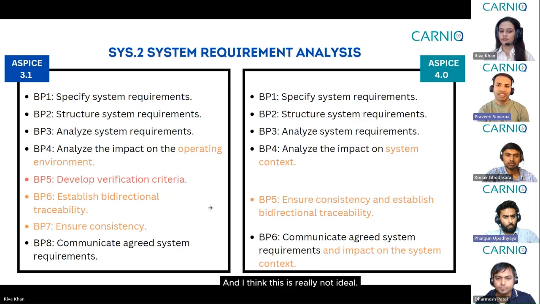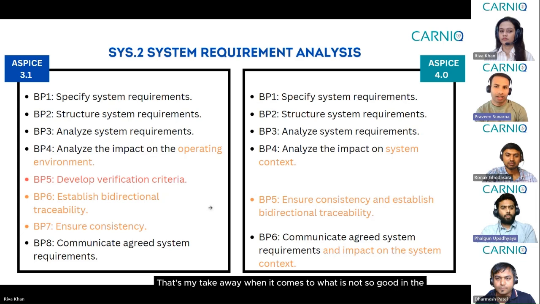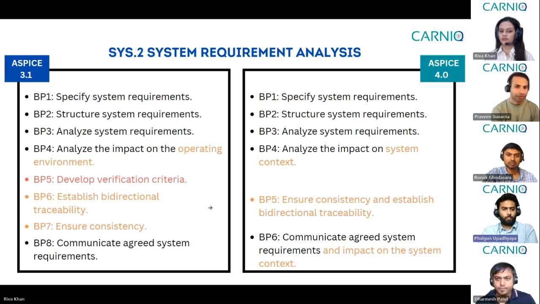And I think this is really not ideal. And I think this kind of a thing should have been corrected in ASPICE 4.0. We had so much time. We definitely could have done much better. That's my takeaway when it comes to what is not so good in the new version of the standard.